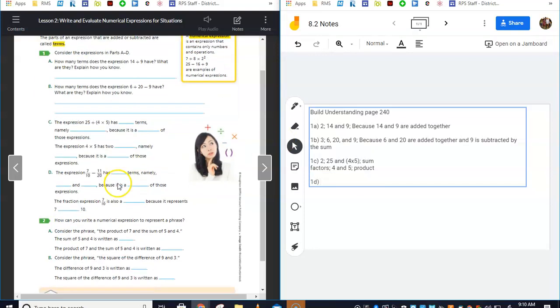The expression 7/10 minus 11/20 has 2 terms. Even though they are fractions, they are still numbers, so we have to write these ones out. Since I'm typing, I'm going to have to use the slash bar to make it a fraction. So I have 7 over 10 and 11 over 20. So right here you're writing 2. Right here you're writing 7 over 10. Right here you're writing 11 over 20. Because it is a difference of those expressions. Remember, a term is when you're adding or subtracting. So in the last blank right here, you're writing difference.